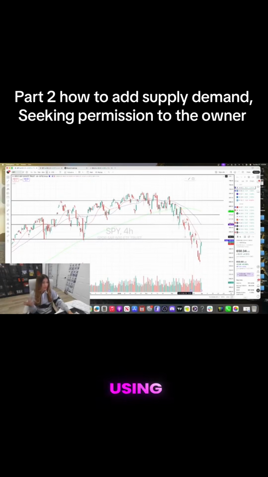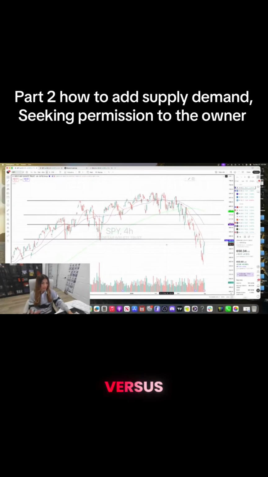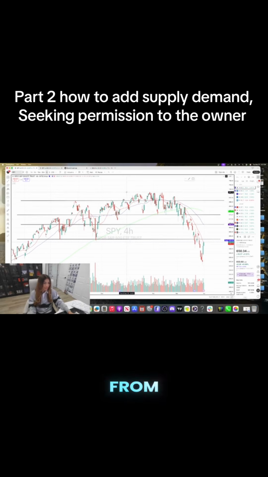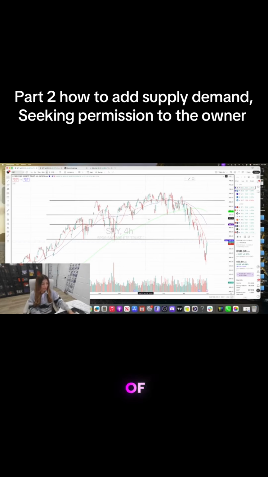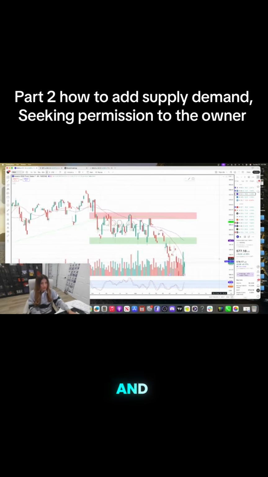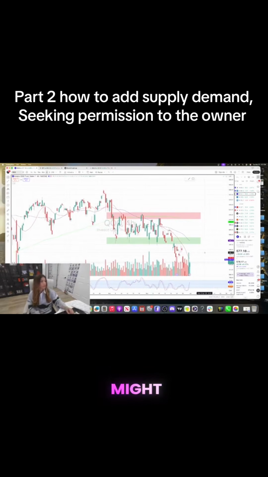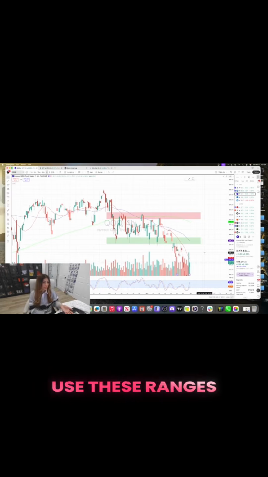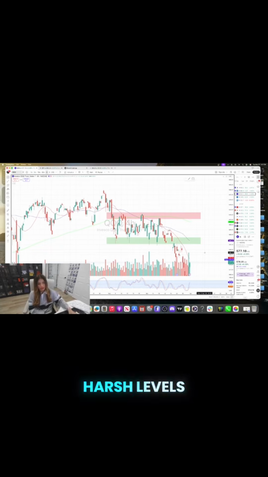on SPY when I'm using actual levels versus supply and demand zones because there's not as much choppiness. I could have used it over here from like 695 to 675, but it's just too big of a range. Anyways, back to QQQ. And also, everyone has their preference. So you might just prefer to see supply and demand zones on your charts versus actual clear levels, or it just might make more sense to you to use these ranges rather than harsh levels.